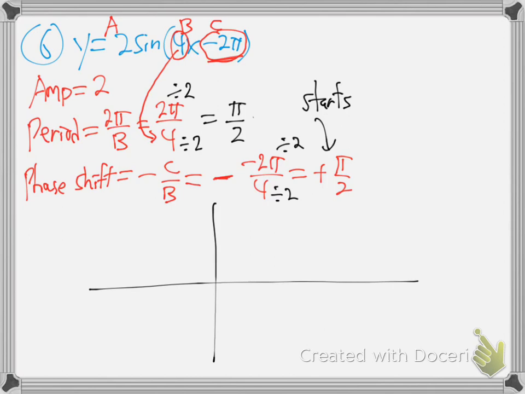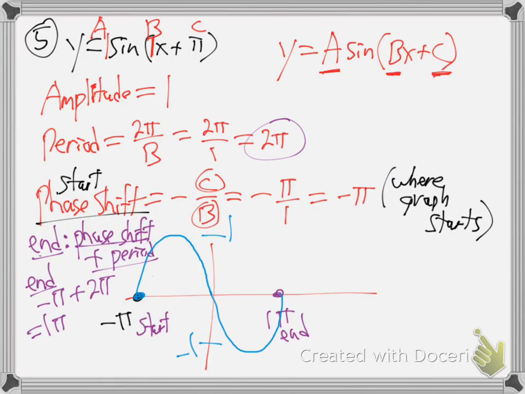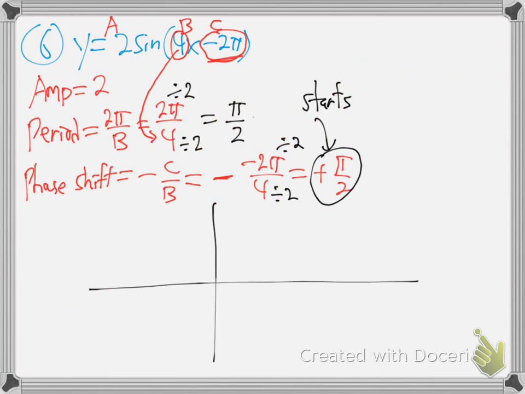Now this one is positive. In the end, it came out positive, regular pi over 2. The last one, the phase shift was negative pi, so it went back pi. It started at negative pi. This one is positive pi over 2, so that means it's going to go forward pi over 2. So there's where it's going to start to the right, because it's positive, not negative. We good there? It's going to start there.